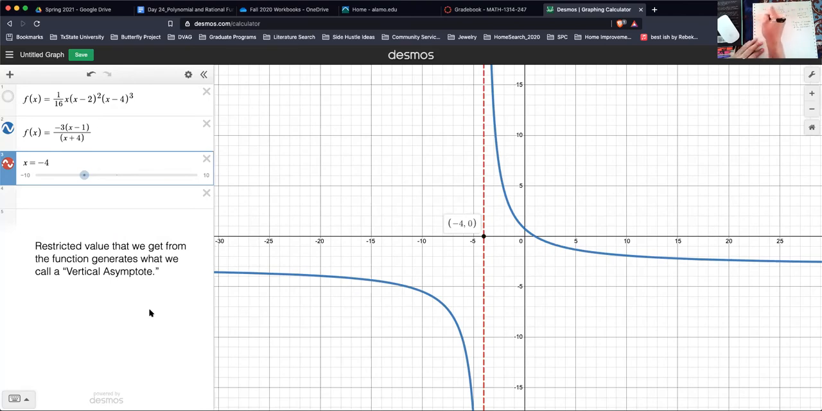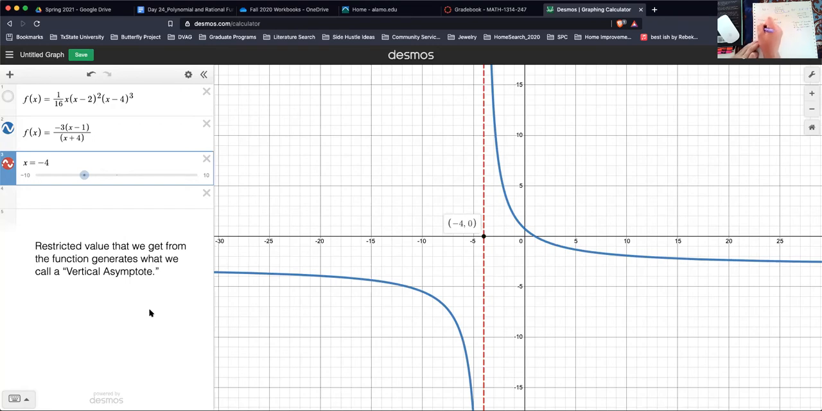The restricted value, or values, because some have multiple restricted values, generate on the graph what's called a vertical asymptote. So there's some vocabulary for us, right?